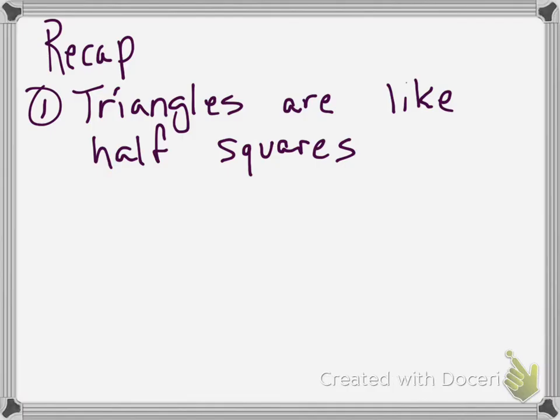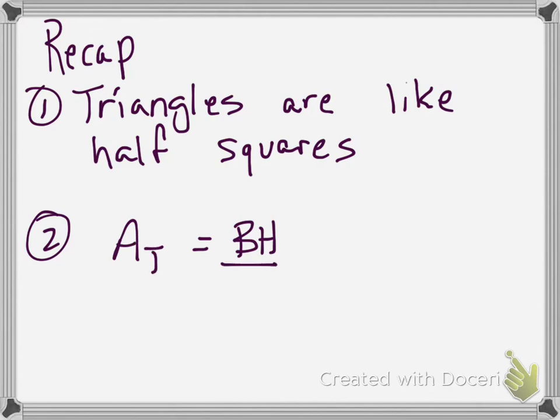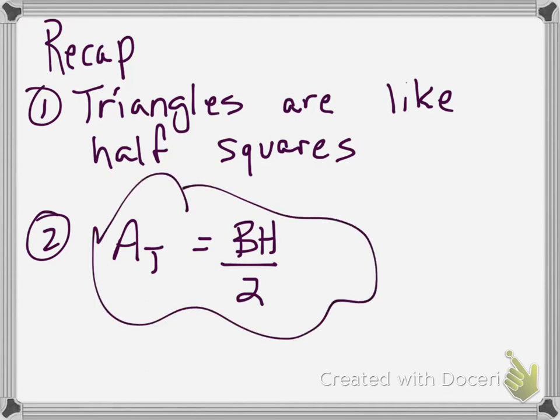Okay, quick little recap. Number 1, triangles are like half squares. So that gives us the reason for why we use this particular formula. And since the formula to find the area of a square or a rectangle is base times height, then the formula for an area of a triangle is going to be half of that, or base times height, over 2. Alright, so there's our formula. Area of a triangle, base times height over 2, or base times height divided by 2, and that's it.